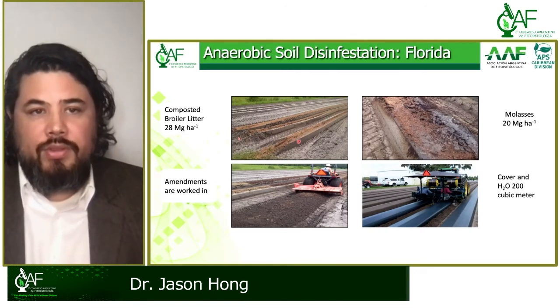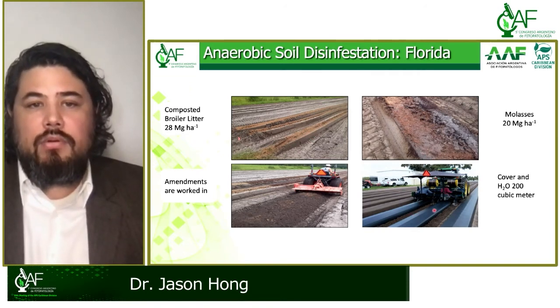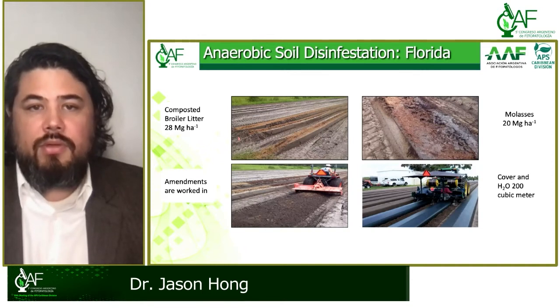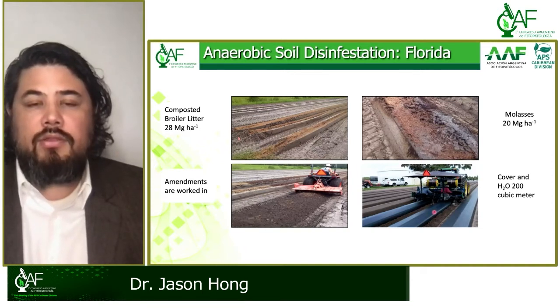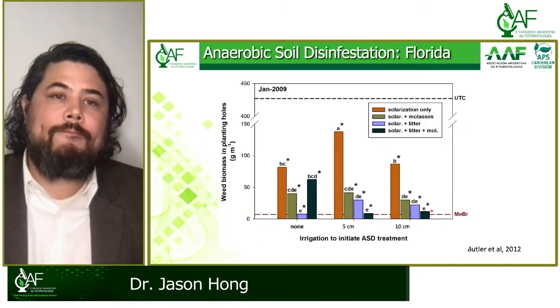In Florida, our standard practice is using composted broiler litter, molasses, and then that is tilled into the field. We create this false bed for the amendments to be applied. Then we cover it and we add drip tape below or drip lines underneath the plastic and saturate the soil to field capacity.